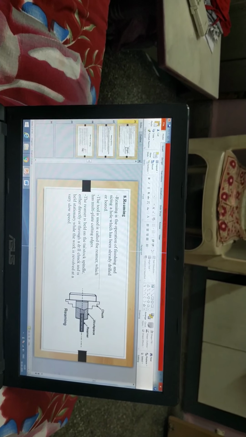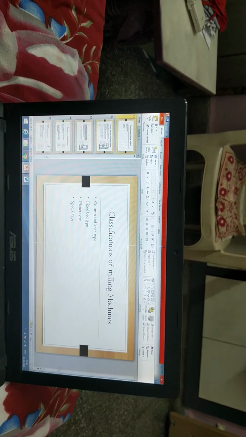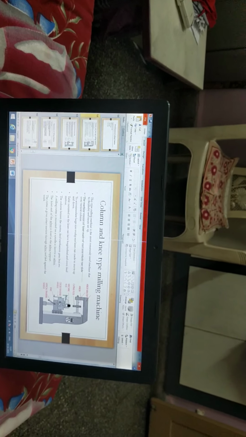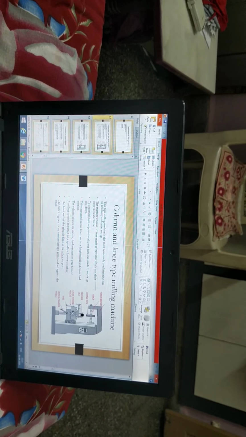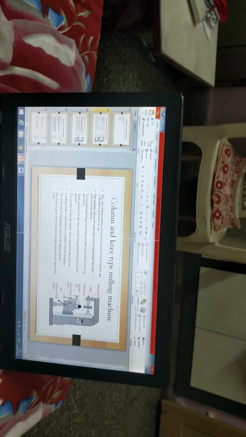So in milling machines, what we are doing is operations by a rotary cutter, and we are feeding the workpiece towards the rotary cutter. Okay, and in that we have seen the column and knee type milling machine. Different parts are there. We have shown the construction of that milling machine of column and knee type.